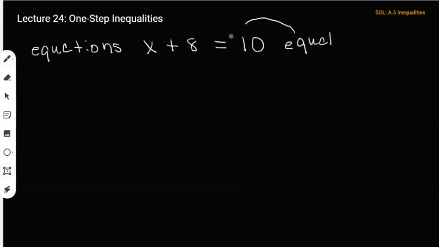All right, so today we're going to be doing one-step inequalities, lecture 24. When we do inequalities, we're going to do them like equations, but they're going to be done a little bit differently. When you solved equations, you always had an equal sign. So for example, x plus 8 equals 10. For equations, we use an equal sign. But for inequalities, we're not going to be using an equal sign.